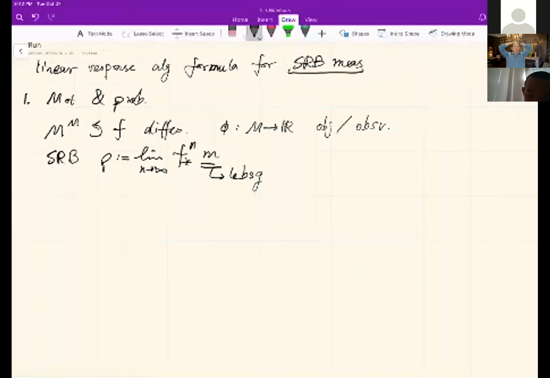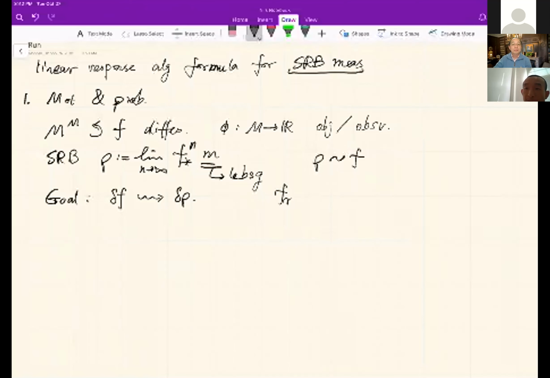You can see that this rho, this SRB measure, corresponds to the particular dynamical system you choose. So once you perturb the dynamical system, you obtain a new SRB measure. And the goal of this talk is to look at how the perturbations in F would relate to the perturbation in the SRB measure. Okay, and this turns out to be a linear relation, and this relation is called the linear response. And our goal is to develop an algorithm to compute this linear response. Okay, so we may assume that this F is actually parameterized by some parameter of the dynamical system gamma, and then a perturbation in the gamma causes a perturbation in F, which further causes a perturbation in the SRB measure.